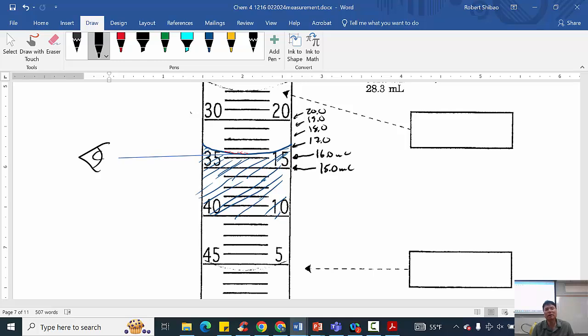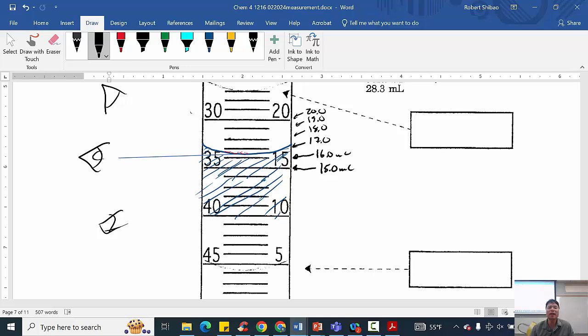This is called parallax error. Parallax error is going to give you inaccurate measurements. So if you're reading up high, then you're always reading a bigger volume. If you're reading down low, you're always reading a smaller volume. And so those are going to give you inaccurate measurements for sure. So first thing is we got to make sure we're reading eye level. Okay, then we want as precise of a measurement as possible.